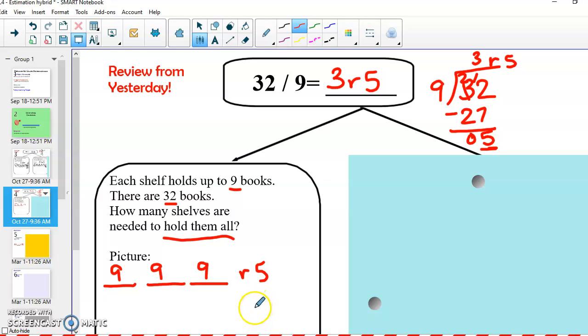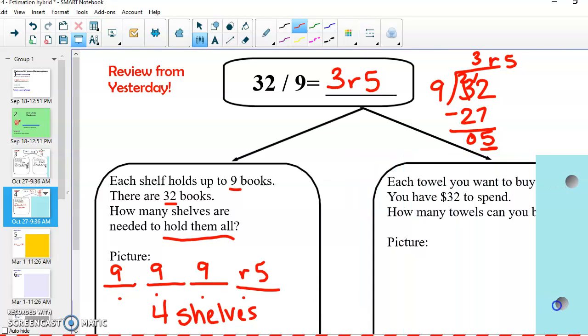That's my remainder. Well, I needed enough shelves to hold all of my books, so that means I need one more shelf. So that's 1, 2, 3, 4. My answer would be 4 shelves in all, because all the books need a home.